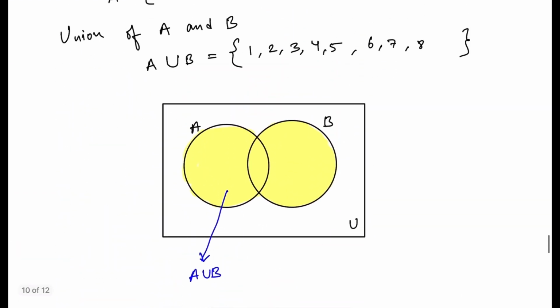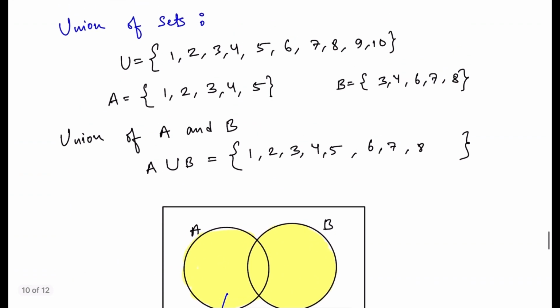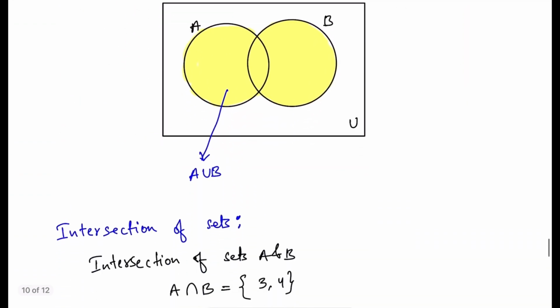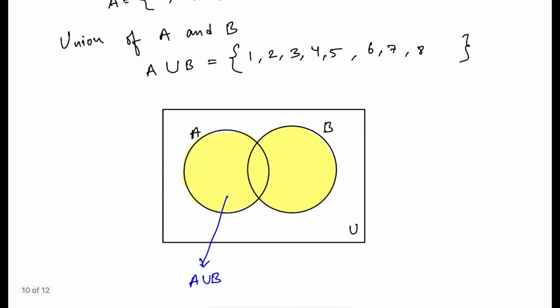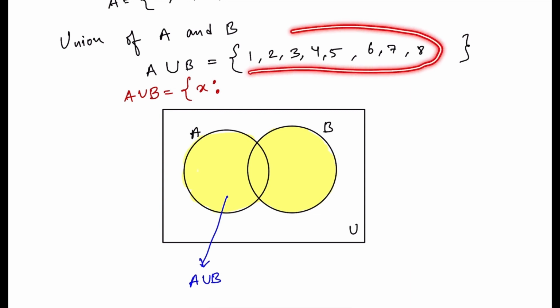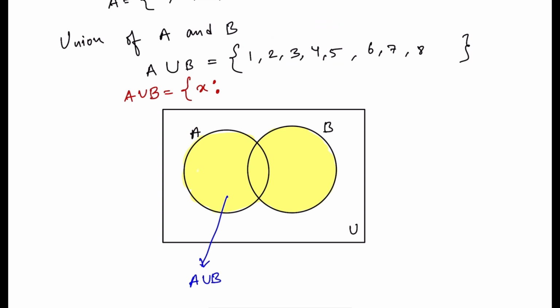So now we will write the set builder form for A union B. So let me use red color. For set builder form, we will assume x is an element of A union B. Now see, all the elements of A union B belong to either A or B.